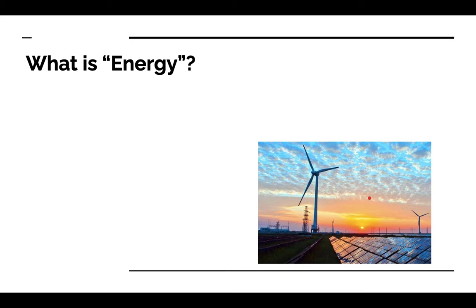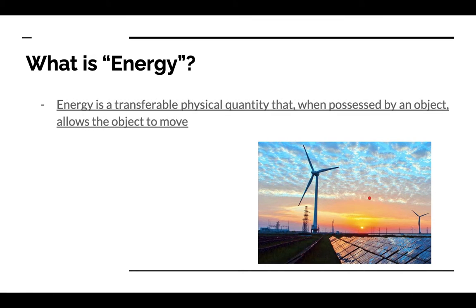But in physics, we have to establish a bit of a formal definition for energy, okay? So energy in physics is a transferable physical quantity that, when possessed by an object, allows the object to move. This isn't the official definition in physics, but the official definition in physics is quite circular. So this is a very conceptual definition that allows us to envision what energy is, okay?